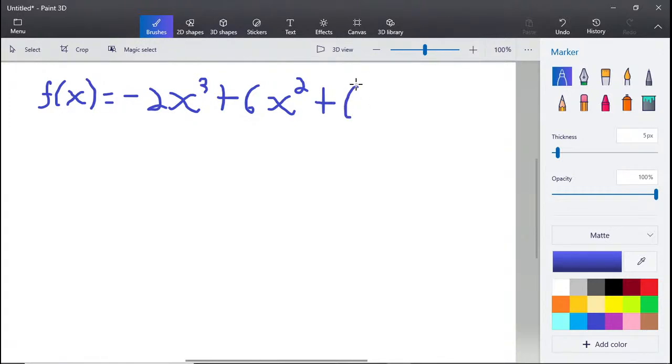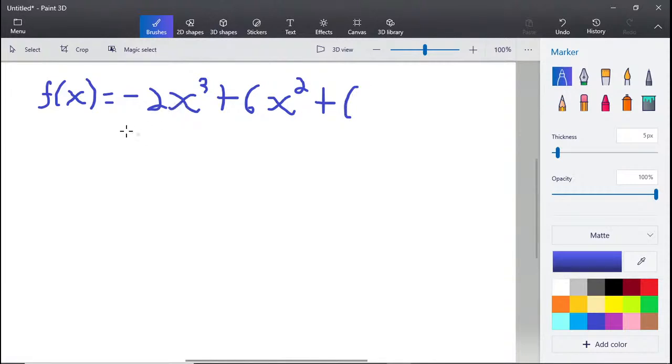Now, we can actually solve for c, but that's not something I'm going to teach you right now. So plus constant. Constant doesn't matter because, as we know, the derivative of a constant is nothing. It just gets canceled out.